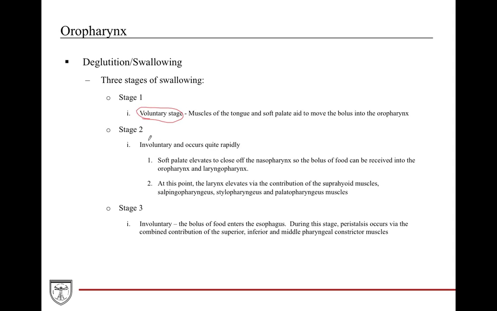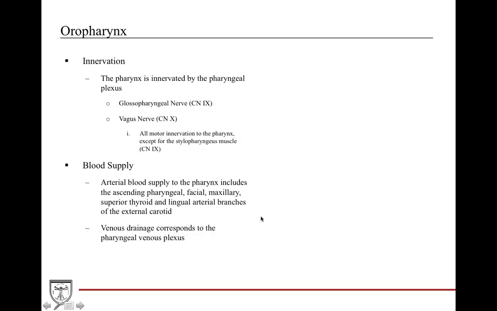It's the only voluntary one. Then stage 2 and stage 3 are involuntary. Voluntary is where you just chew and move the food back. Involuntary with stage 2 is where you have to actually start closing off and elevating the soft palate to close off the nasopharynx. And then stage 3, the involuntary portion, is where the peristalsis takes over.